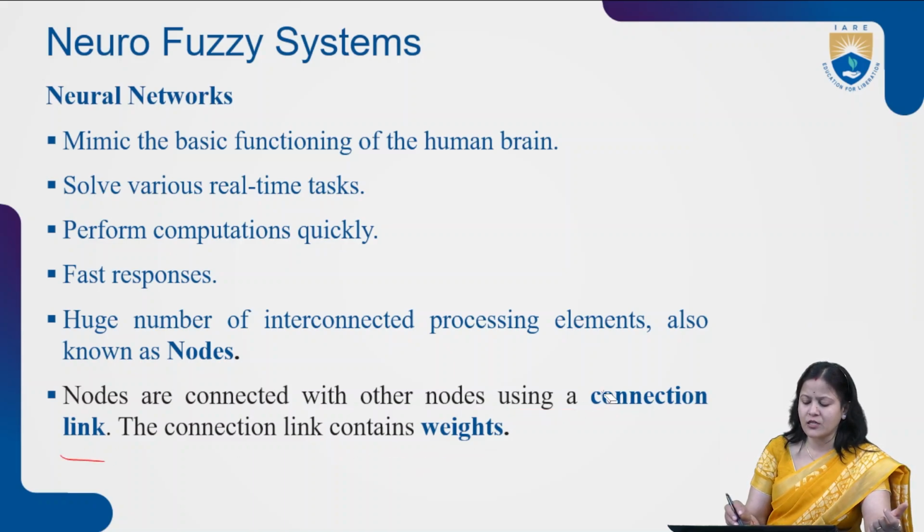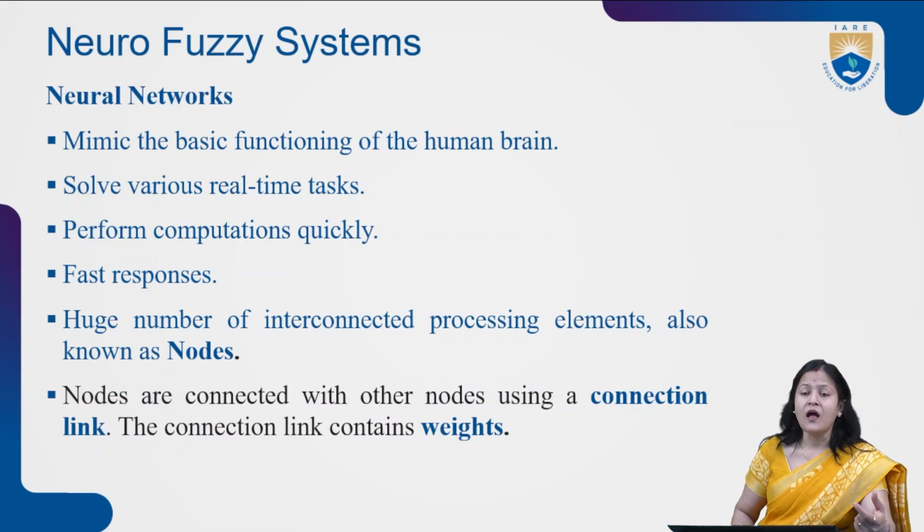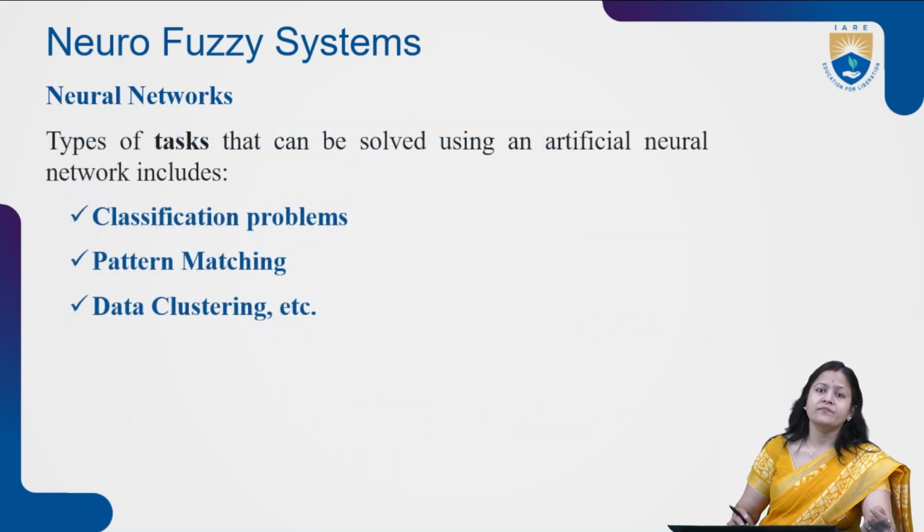Just now I discussed in the previous slide how each neuron is connected with another neuron with the help of a connection link, and each connection link contains some weight, and that weight represents the strength of interconnection between the two nodes.